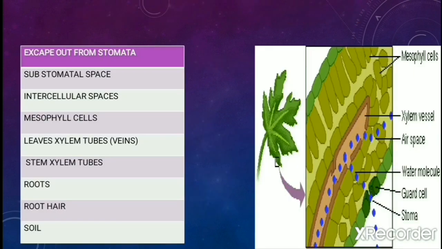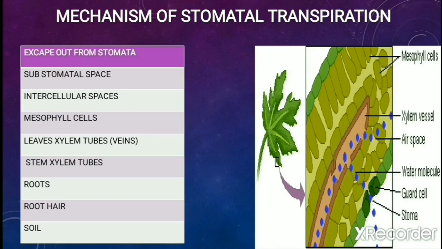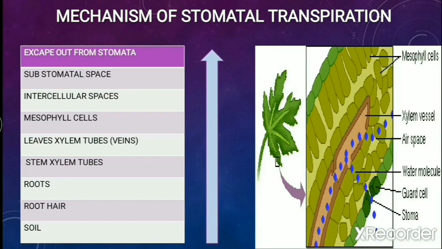Now come to the next topic, that is mechanism of stomatal transpiration. As we have already discussed, stomatal transpiration accounts for maximum transpiration in the plants, that is near about 90%. So this is the most important type of transpiration occurring in the plants. Here we will study the mechanism of stomatal transpiration in detail. We have already discussed how the water will come up to the leaves and then how the water will be released out through those pores called stomata.